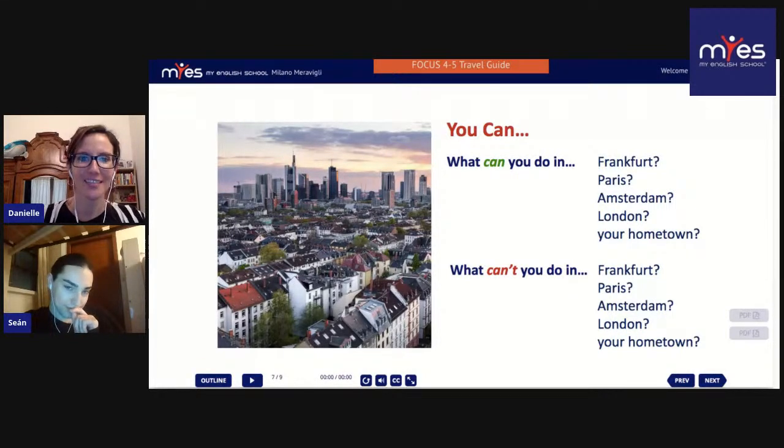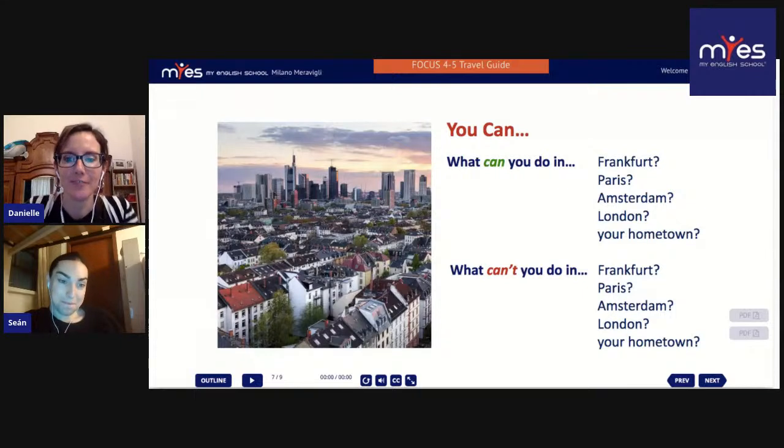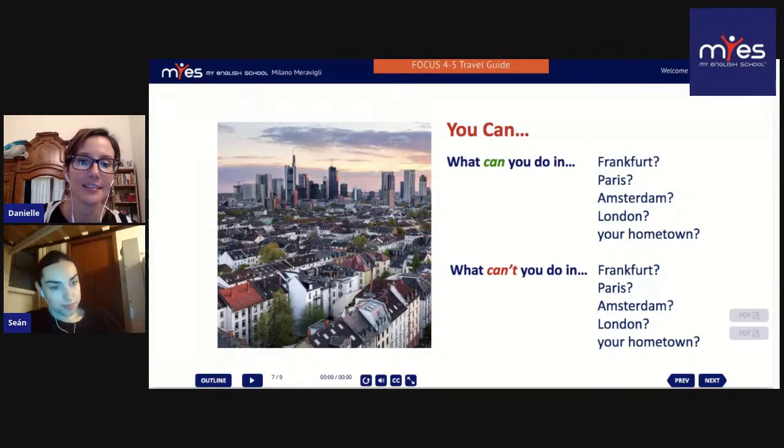Okay, I can do one as well. All right, what can you do? In Amsterdam, you can cycle because everyone has a bike and everyone rides a bike. In London, you can go to lots and lots of bars and restaurants because there's many of them. There's lots to choose from. In terms of what can't you do? Okay, so in Frankfurt, you can't go to the beach because there's no beach. And in London, you can't ski. You can't go skiing. There are no ski slopes.